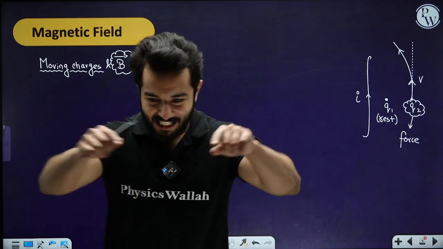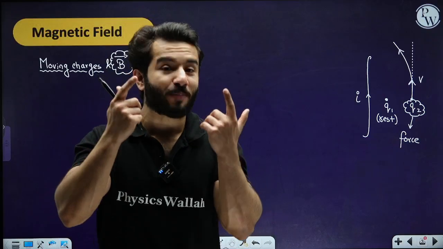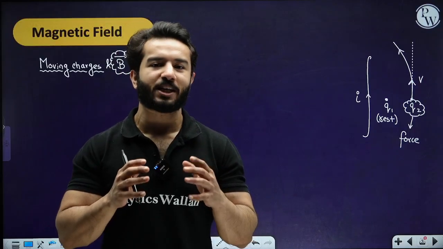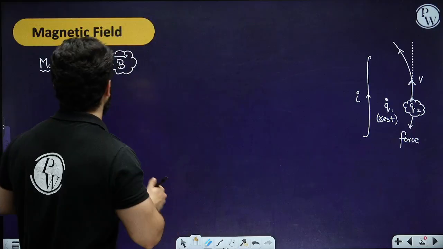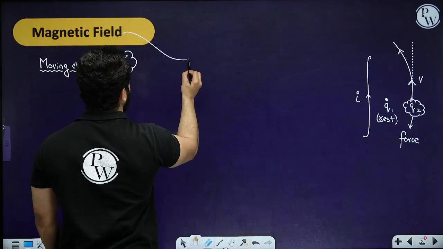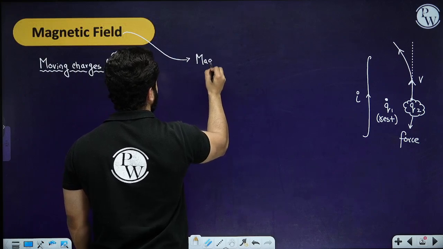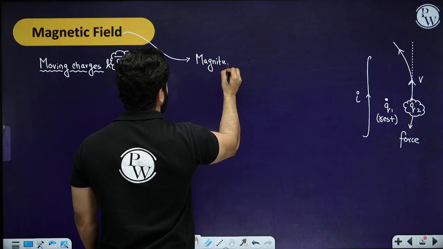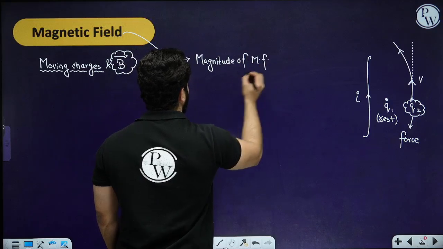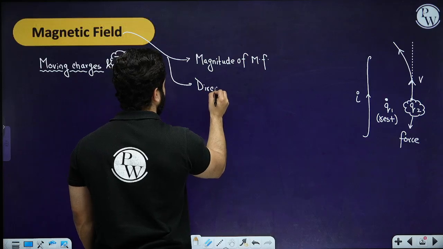And in the region where this force can be experienced by a moving charge, please hear me out carefully, the region where a force can be experienced by this moving charge will be defined as the magnetic field, right? So when we are going to talk about magnetic field, we are going to talk about two things. We are going to talk about the magnitude of magnetic field, and we are going to talk about the direction of magnetic field.